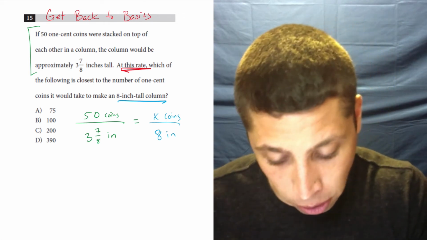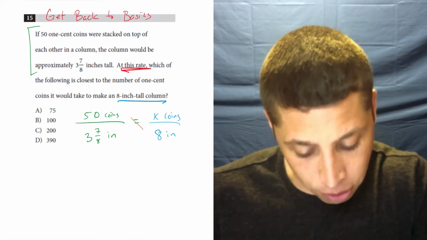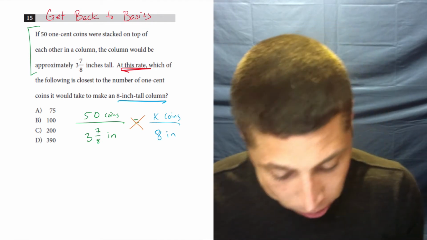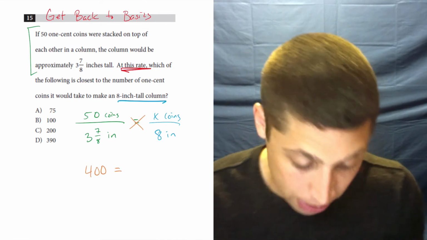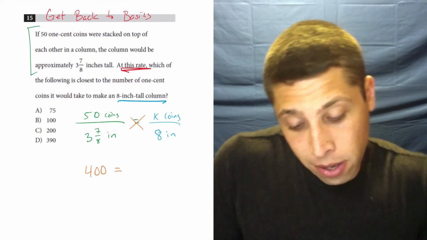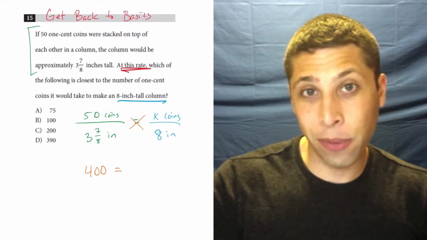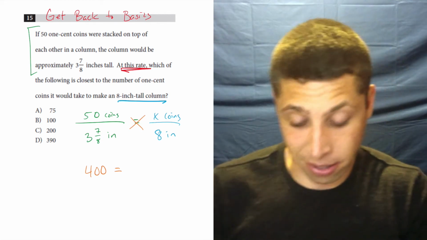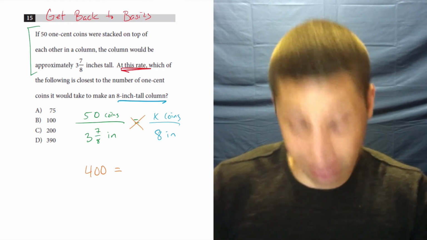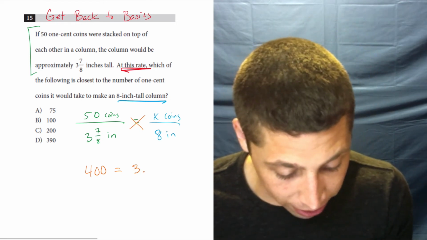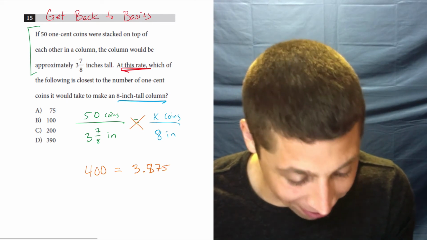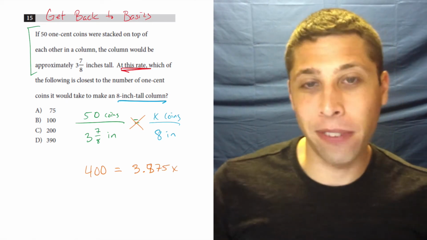Well, we would cross multiply and divide. So I would cross multiply 8 times 50, which is 400. And then X times 3 7/8. So this is where you're like, okay, well, I have a calculator. So 7/8 as a decimal is 0.875. So this we can just rewrite as 3.875x and get rid of the fraction.